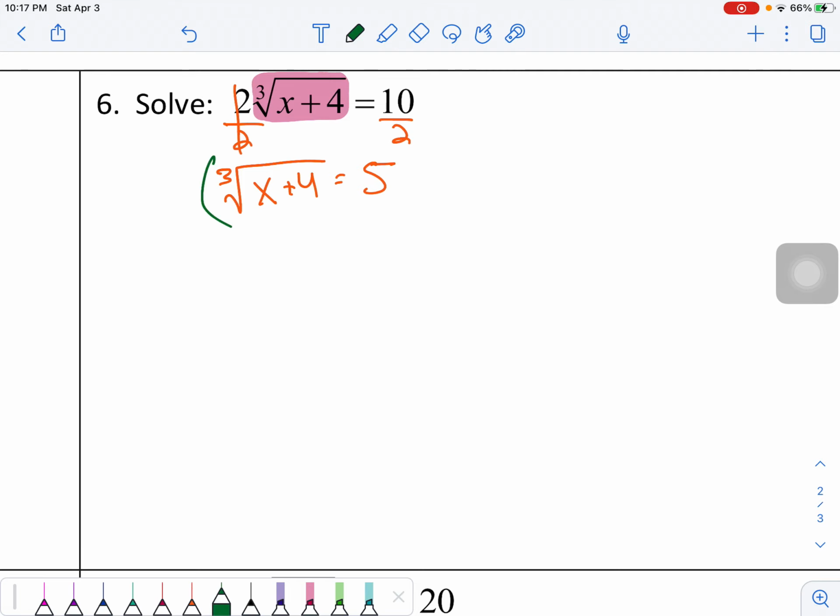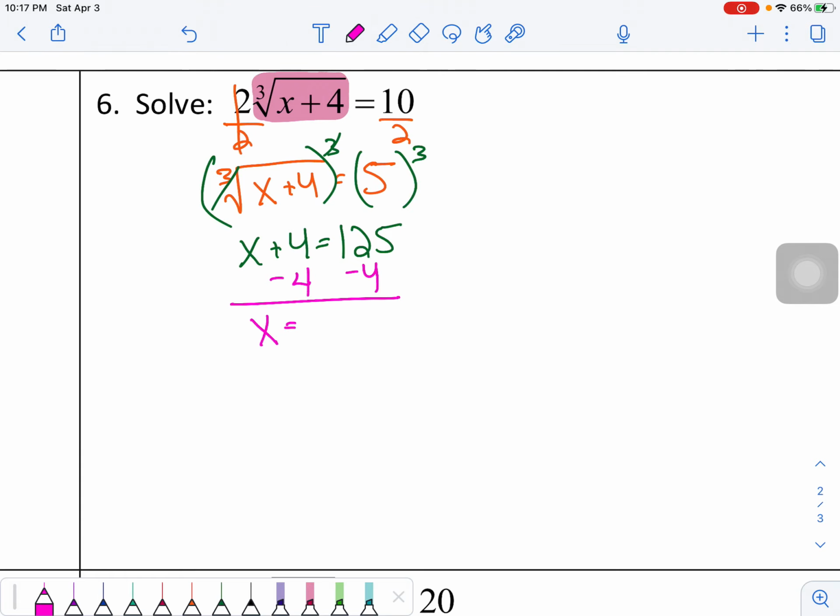Now, the inverse operation to the cube root is to use the power of 3, or to cube something. So cube and cube root cancel. So x plus 4 is equal to 5 cubed, which is, I think, 125. Let me go ahead and throw that in my calculator. It is 125. Last step here, because I want to solve for x, is to subtract 4 from both sides. So x is equal to 121. Maybe.